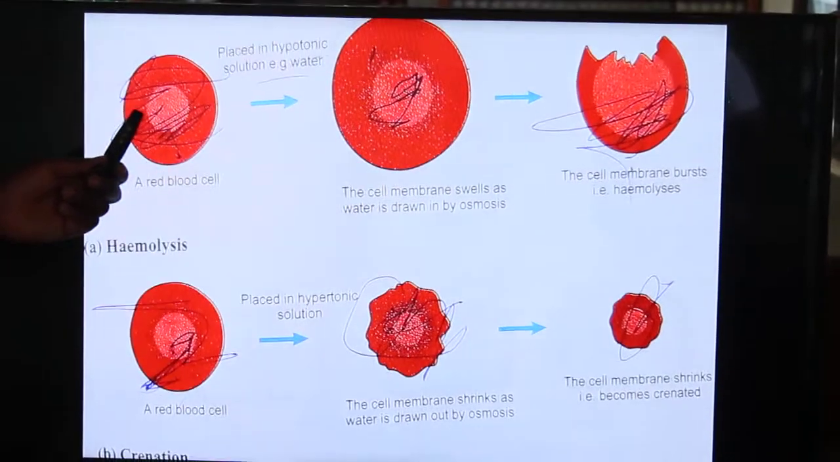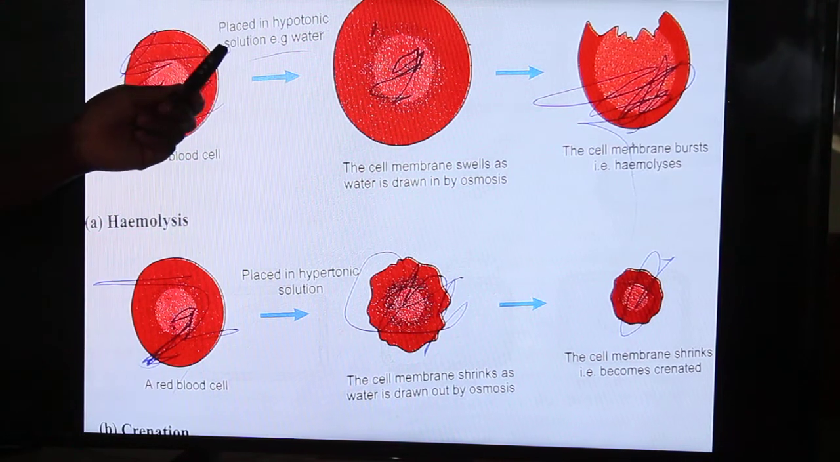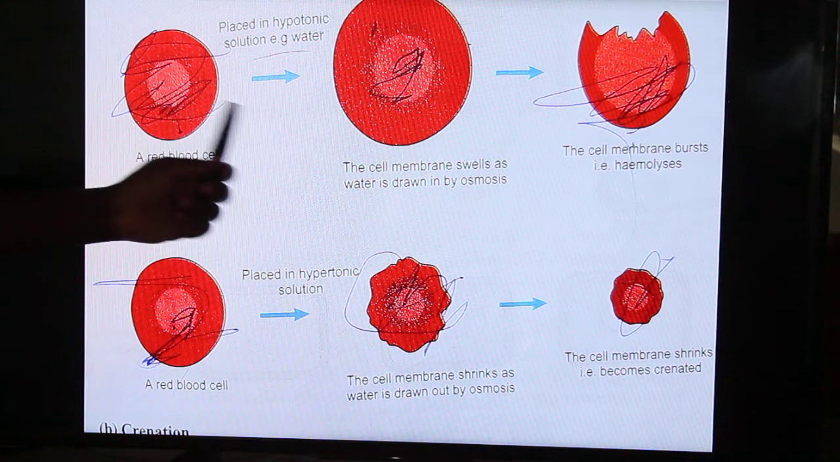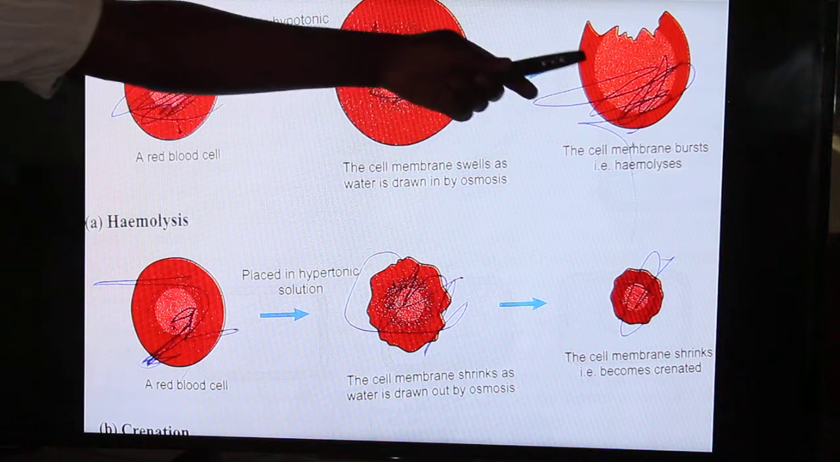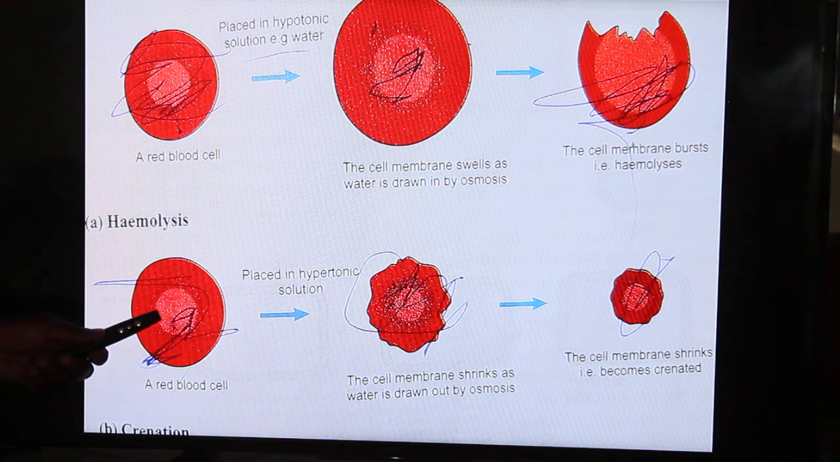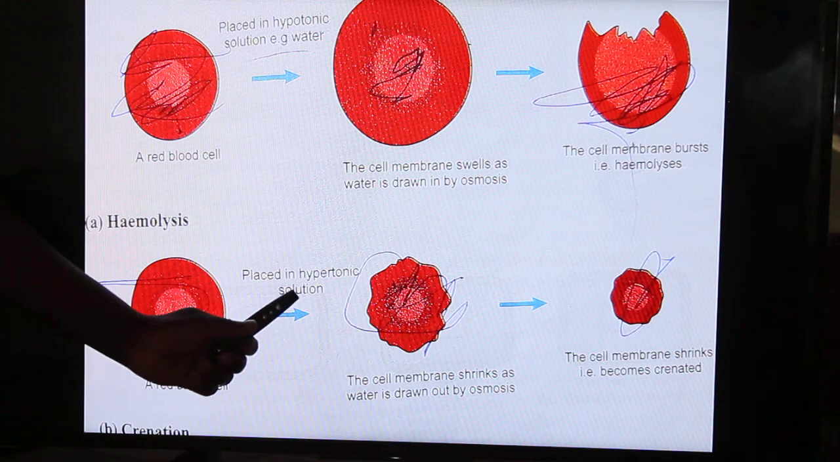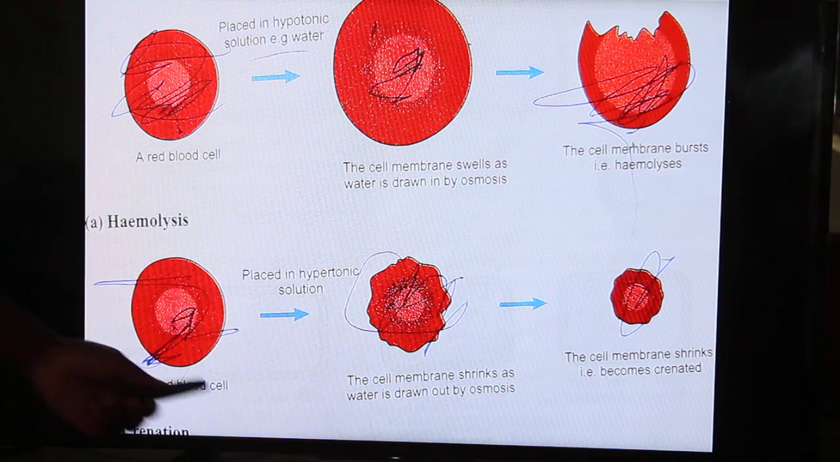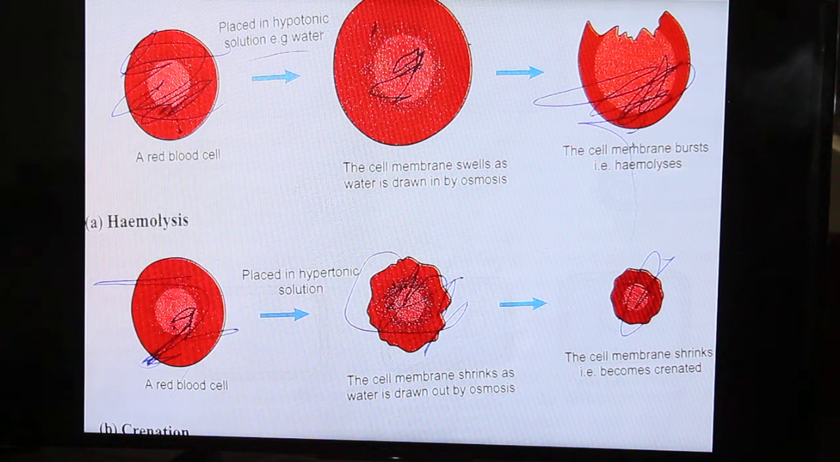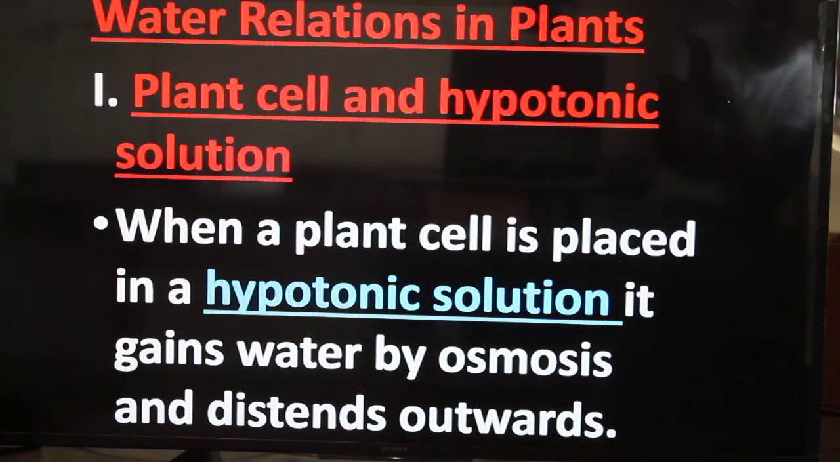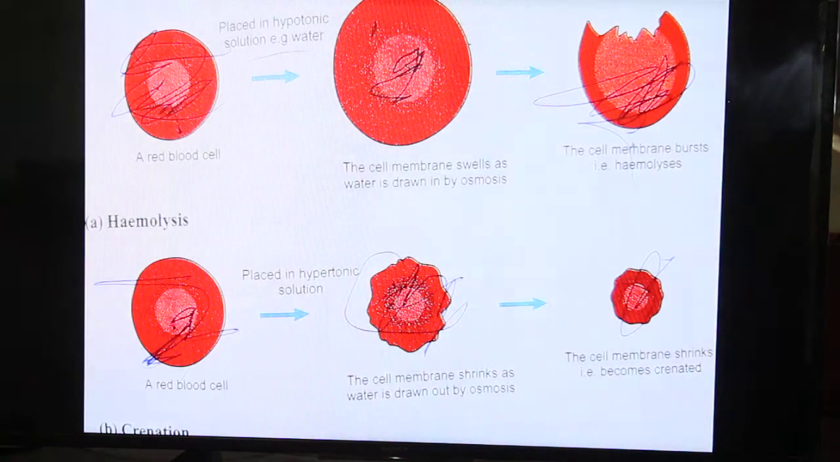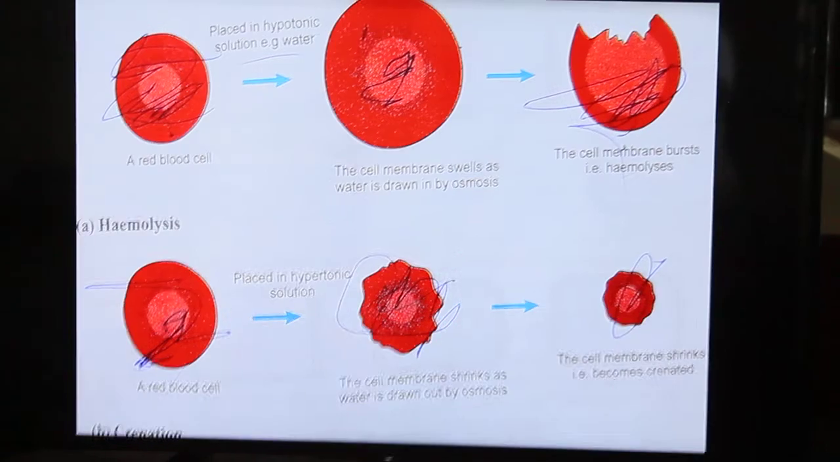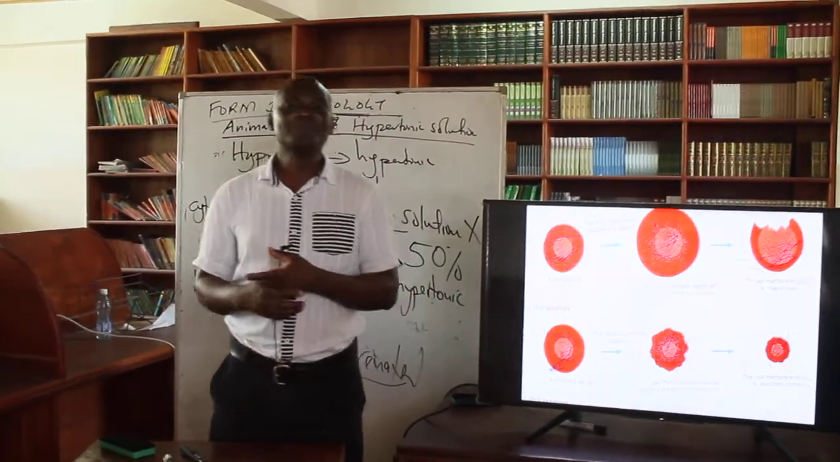If you look at the picture that we have here, this one is a red blood cell placed in a hypotonic solution. Water moves into the cell, it swells or bulges and bursts. The bursting of red blood cells is called hemolysis. Then the second case is the crenation process. When the cell is placed in a hypertonic solution, water moves out of the cell, it shrinks and becomes crenated. So that is a crenated red blood cell. So the opposite of hemolysis is crenation. Next time we look at how plant cells behave in isotonic, hypertonic, and hypotonic solutions. Thank you for listening. Let us meet next time.